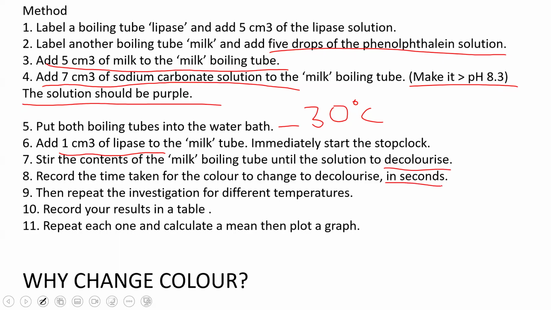Record in seconds, then repeat for different temperatures. Record your results in a table and then keep repeating, or to make it more accurate, repeat each one so then you can plot the graph. Okay. Right, now we need to think about some control variables, right?